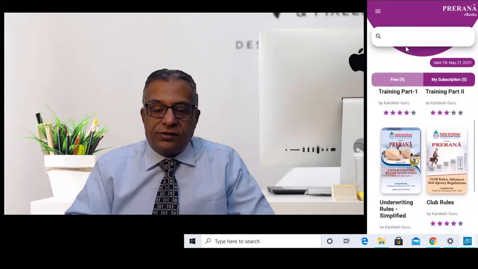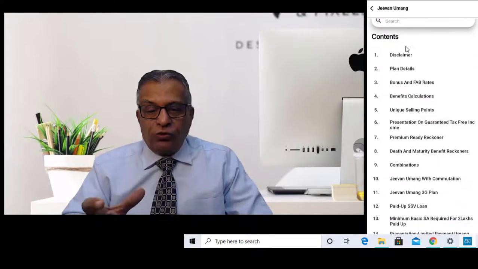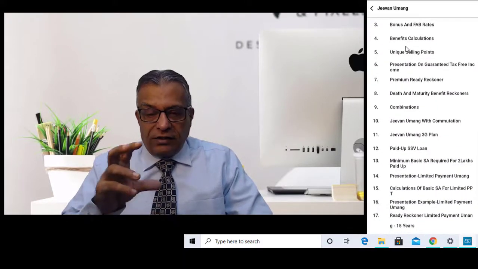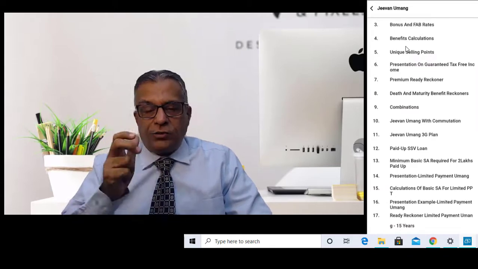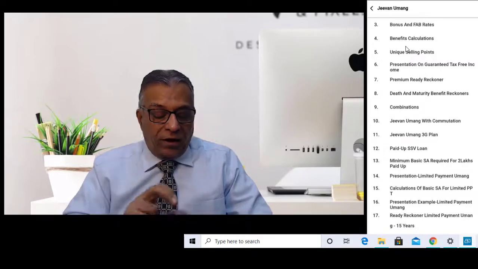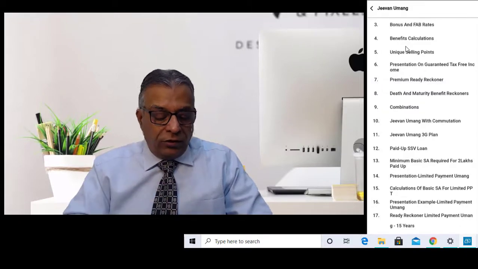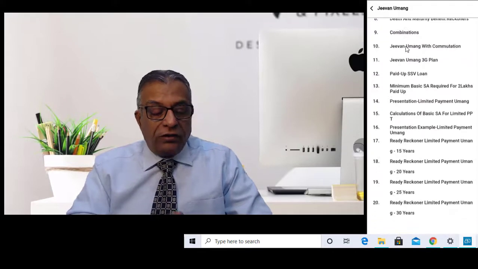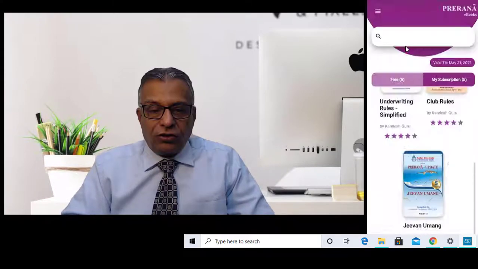And the fifth book is Jeevan Umang. Jeevan Umang is an exclusive book designed by me. You read this book, you will get different ideas of how to pitch this plan in different ways and sell the big ticket plan. This is a big ticket plan being accepted in the market very well. You focus on this plan and get all your queries resolved and sell with confidence.